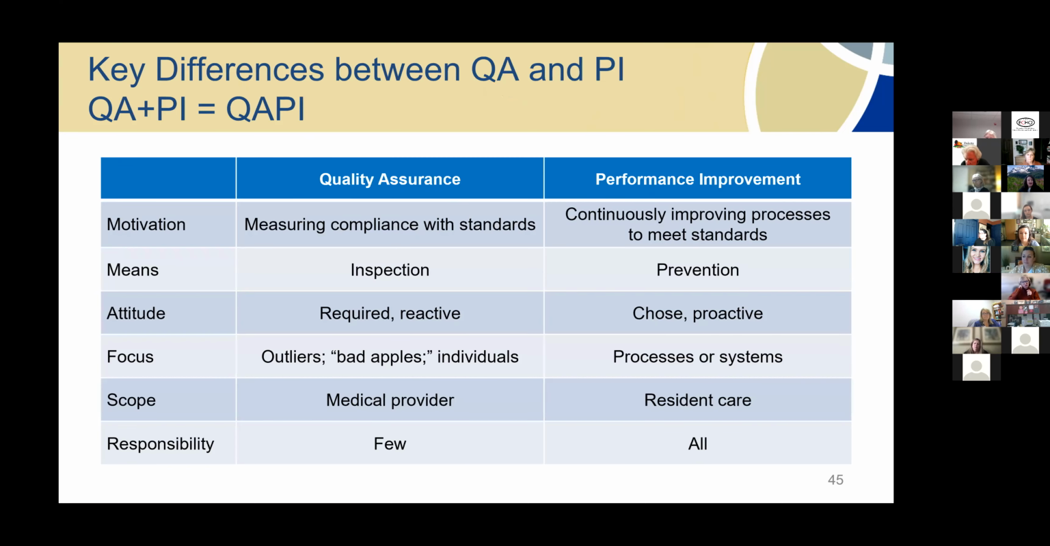This is just pointing out for us probably some reinforcement about the key differences between QA or quality assurance and performance improvement. I'm not going to read through this either, but really performance improvement, I think, is where we're going to focus most of our attention. Is you're preventing harm or events, and you're being proactive instead of reactive. Next slide, please.